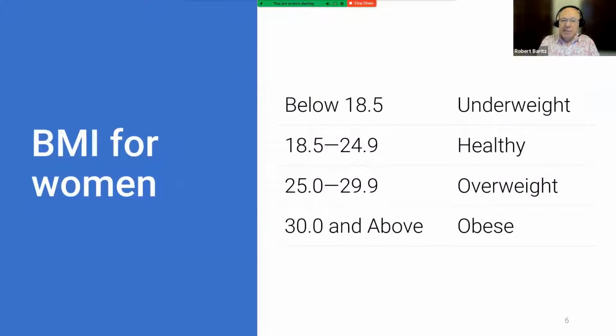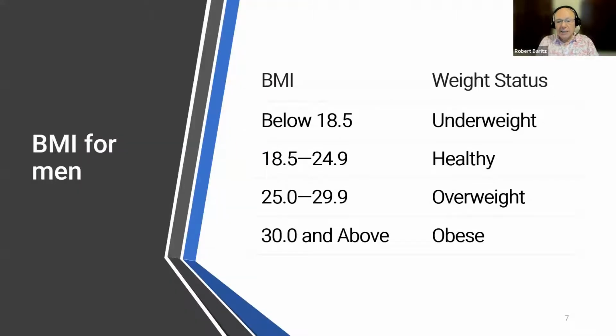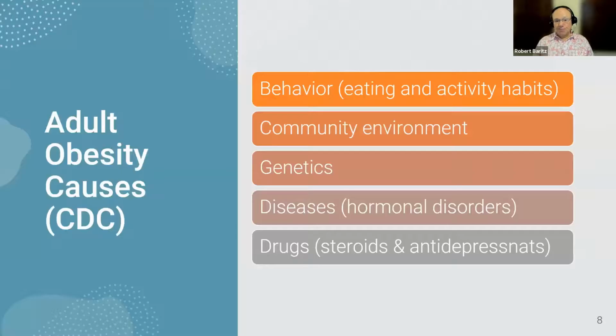BMI for women below 18.5 is underweight. 18.5 to 24.9 is healthy. 25 to 29.9 is overweight, and 30.0 and above is obese. For men, the number below 18.5 is underweight, 18.5 to 24.9 healthy, 25 to 29.9 is overweight, and above that is obese.